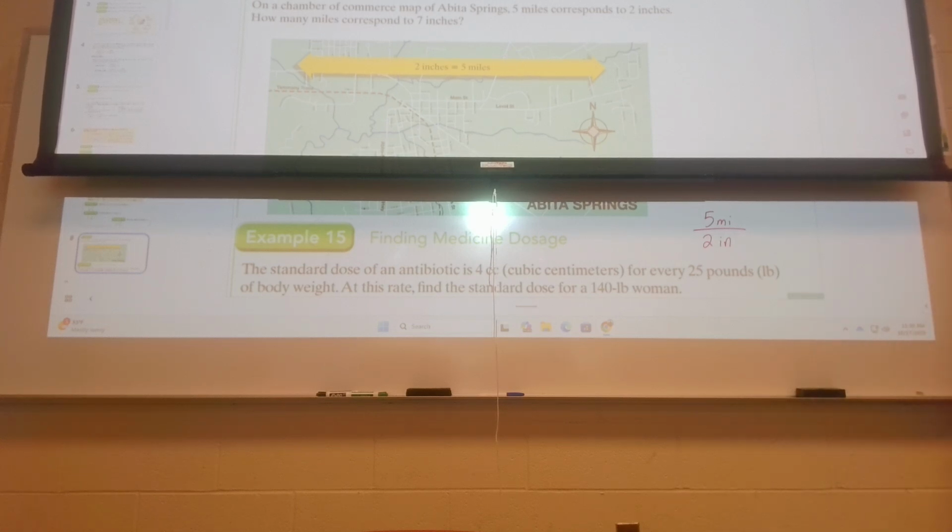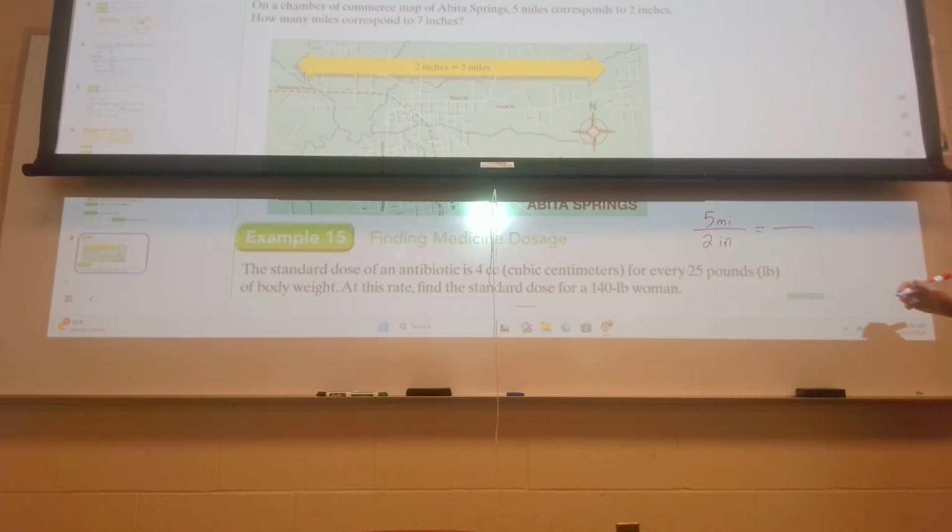Now it asks us how many miles correspond to 7 inches. So correspond basically is a fancy word for equal, right? We want to know what's equivalent to this, but with a slightly different measurement. So I'm going to make this equal to another fraction. Now, when I make this equal to another fraction, do you think my 7 inches is going to be in the numerator or the denominator? The denominator, because we want the units to be in the same place, right?